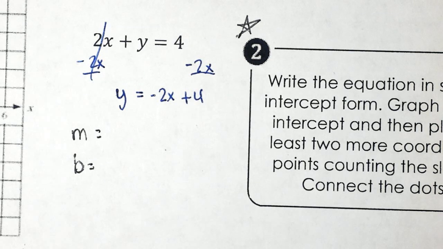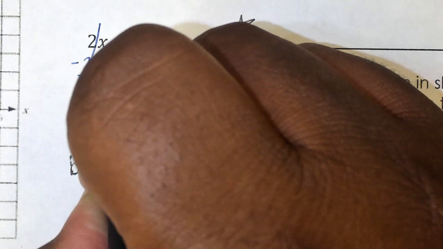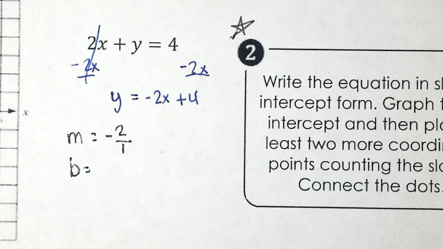Negative 2. But when I'm getting ready to graph, I can't use a whole number. What should I say? Negative 2 over 1. Thank you. Negative 2 over 1. When you're getting ready to graph, you should always have your slope in fraction form, even if it's a whole number.